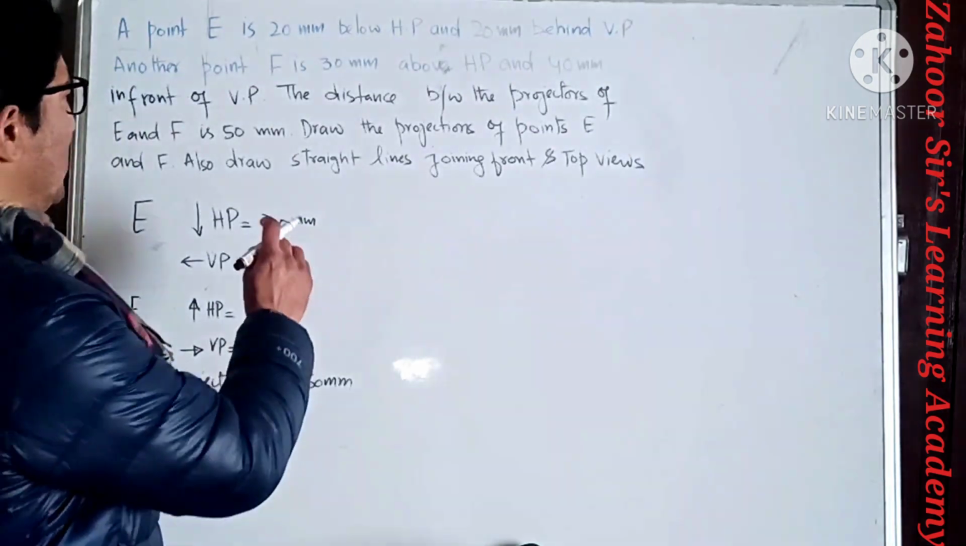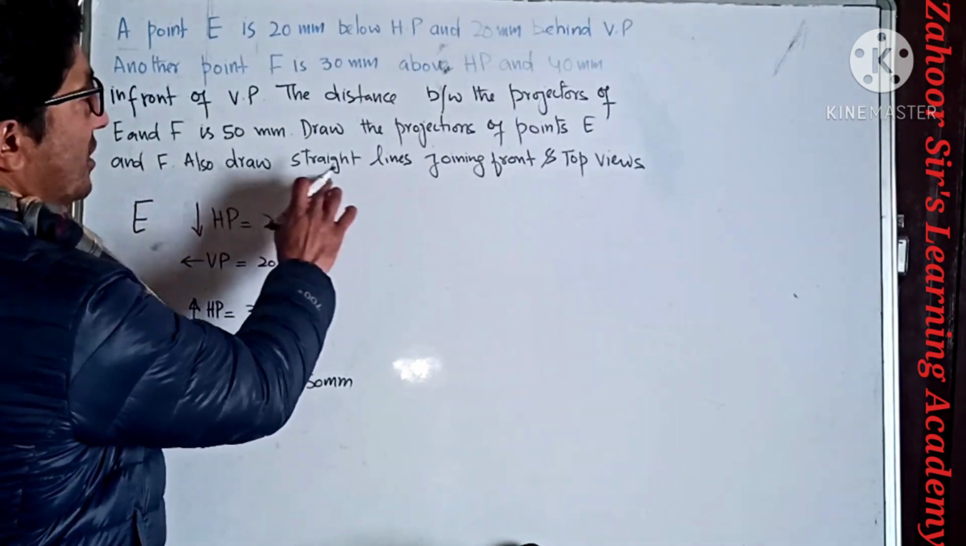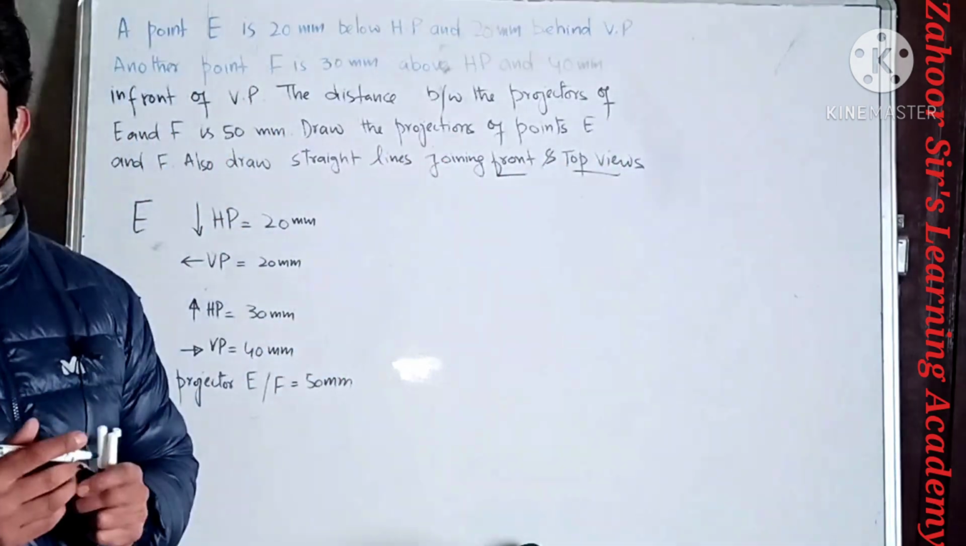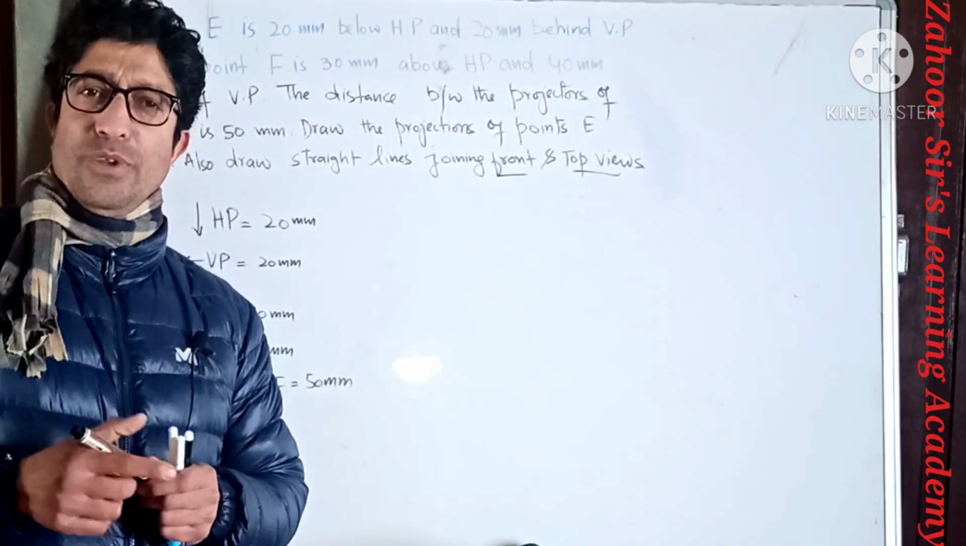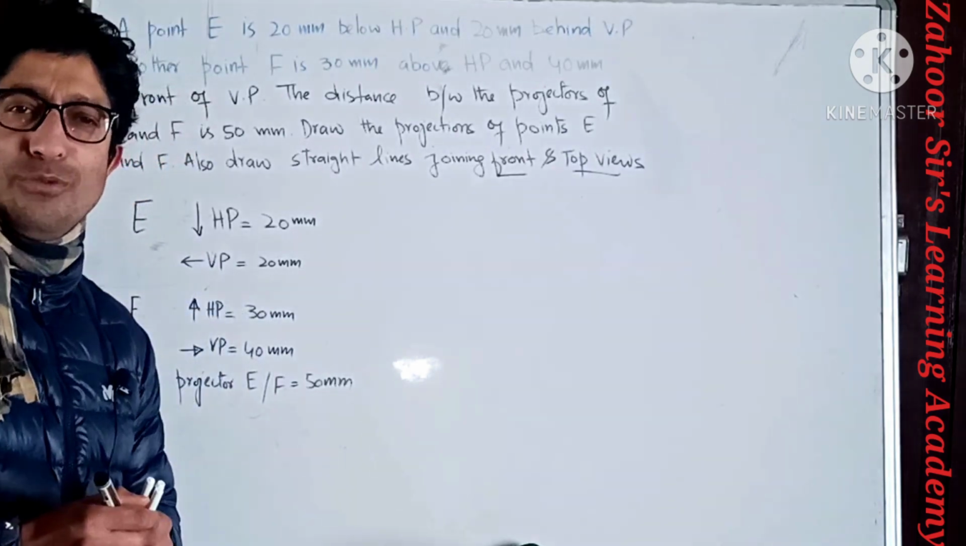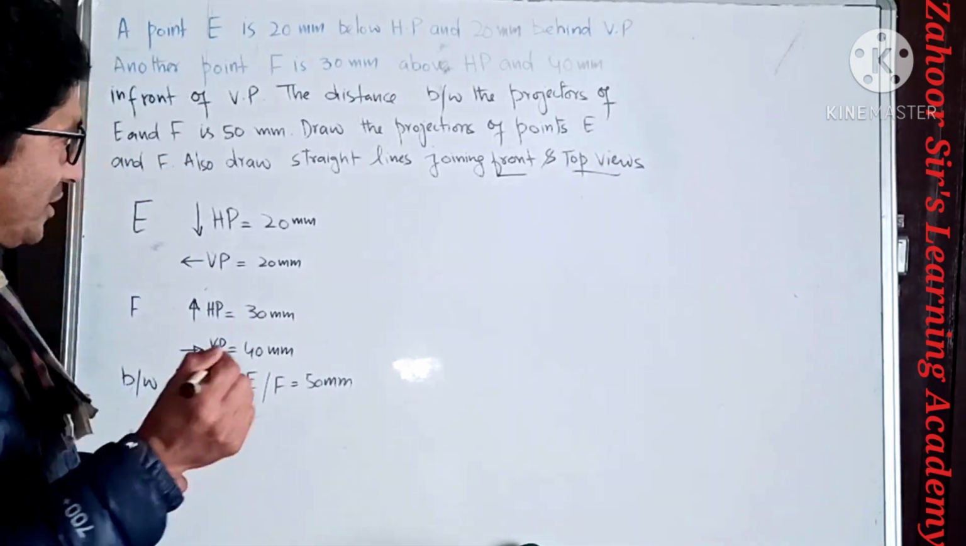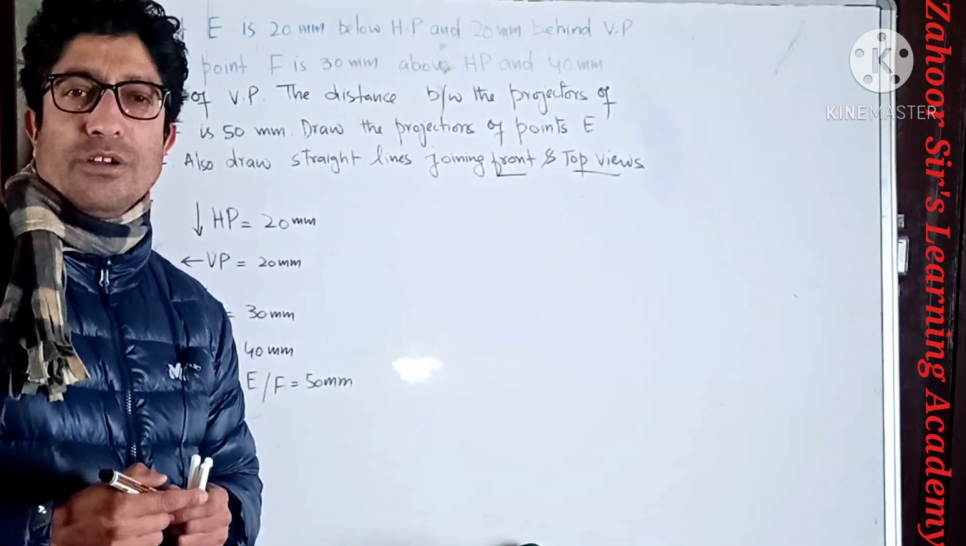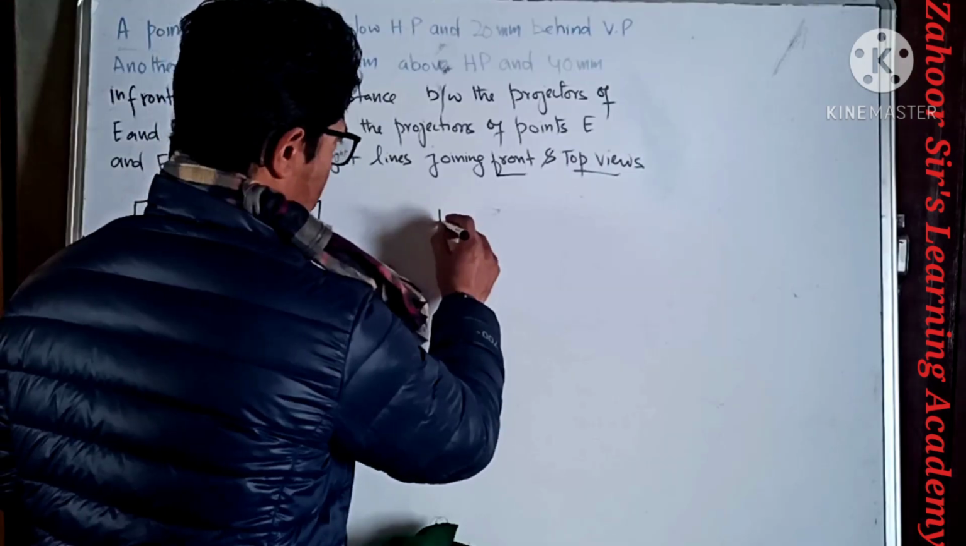Not only the projections, we also have to draw the straight lines joining the front and top views. So this is a very beautiful question. If you stay with me, you will get how to solve it. So let's solve this question. I will first make a pictorial diagram, then I will make an orthographic view of the question.